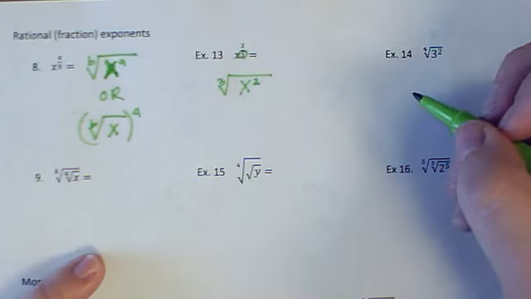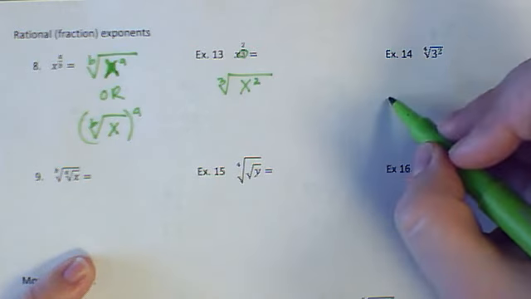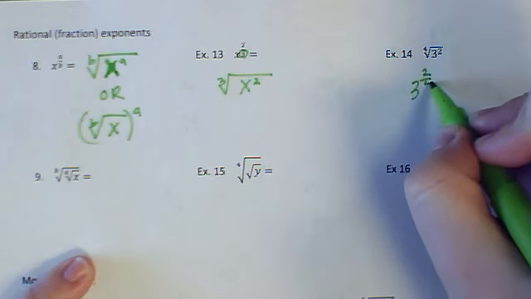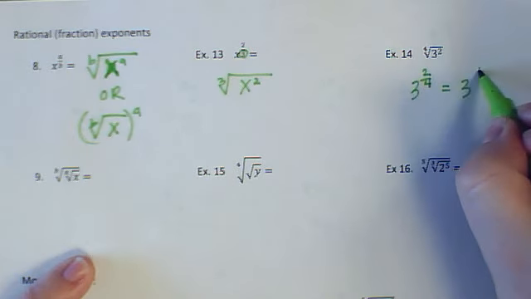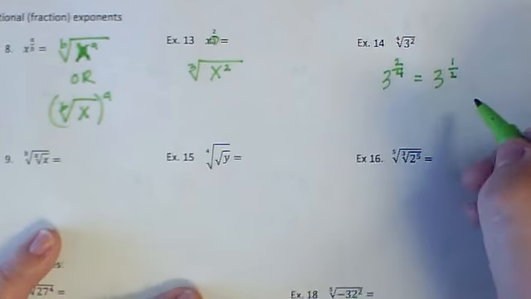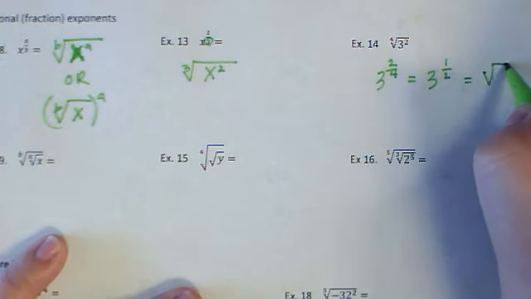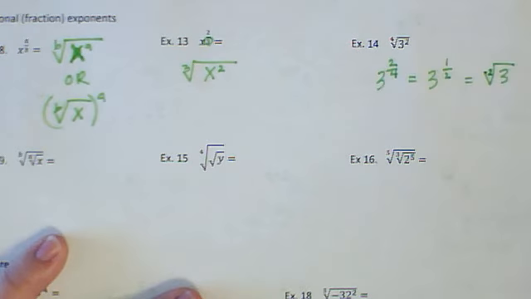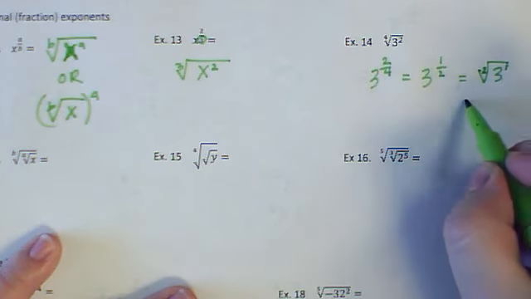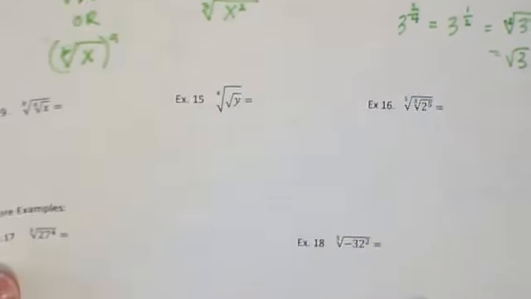Okay, example 14. If I go the opposite way, I get 3 to the 2/4, which is 3 to the 1/2. And if I write that out, going back to the radical, I get the square root of 3. And since it's a square root, I don't have to put that 2 there, but I'm going to go ahead and put it there. So that's really just the square root of 3. Those are the same thing.